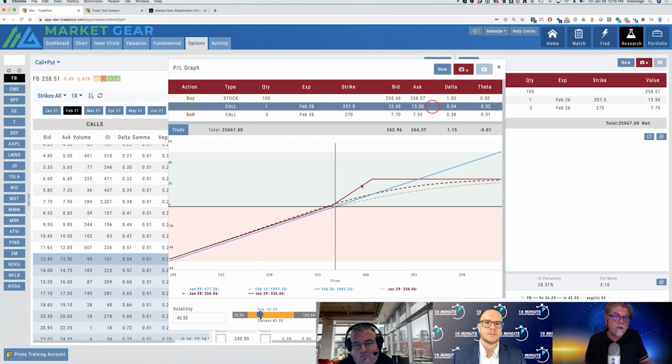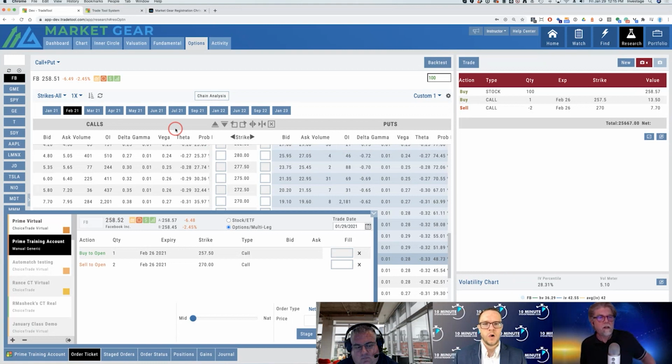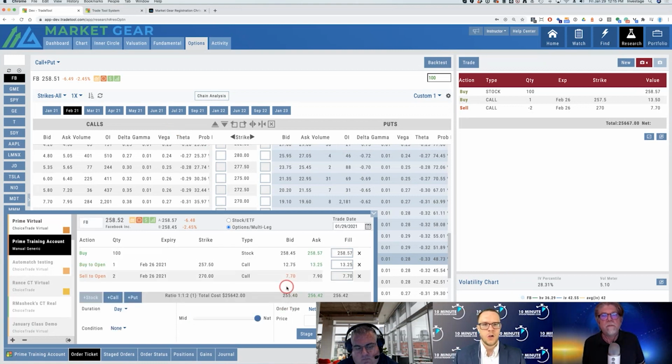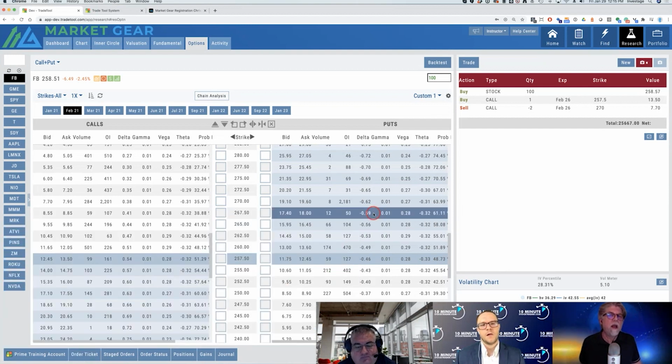If I like this one better, the one with the spread, all I have to do is select that one and click the trade button, and it fills in the ticket for you with everything you need to make that trade. I'm shaking my head in disbelief. So you compare three trades together, pick the one you want, hit the trade button, and it's filled in and ready to go. It's a pretty cool way to do this.